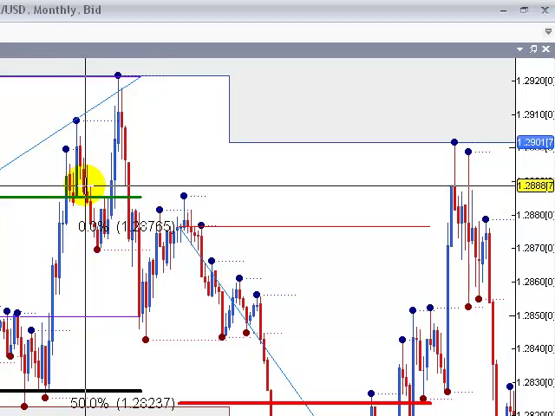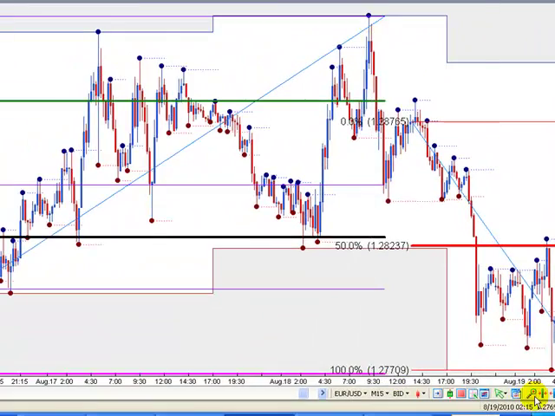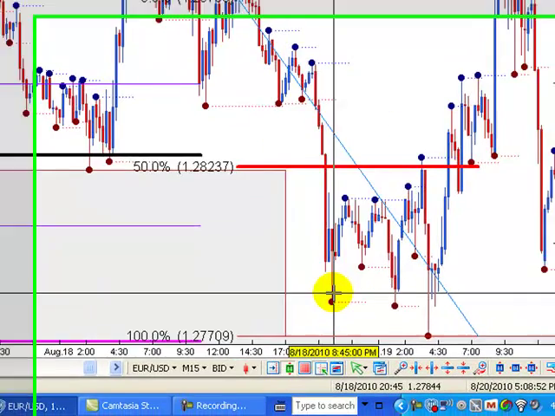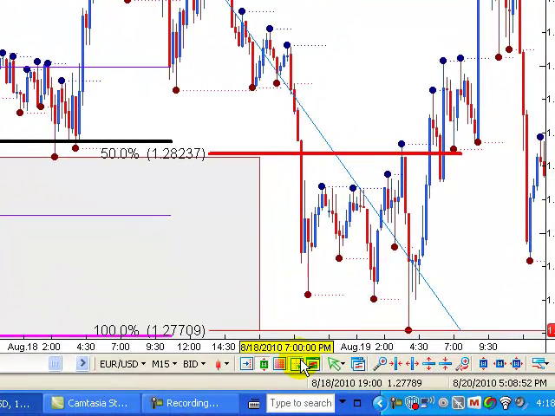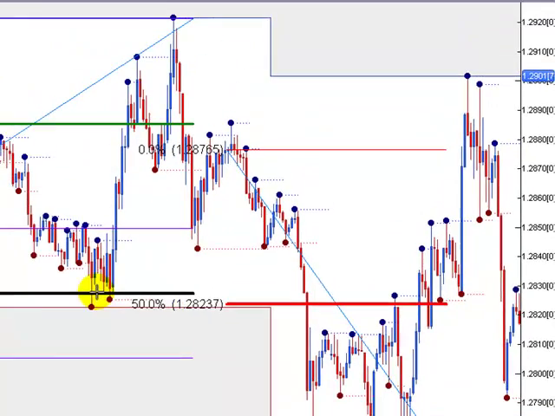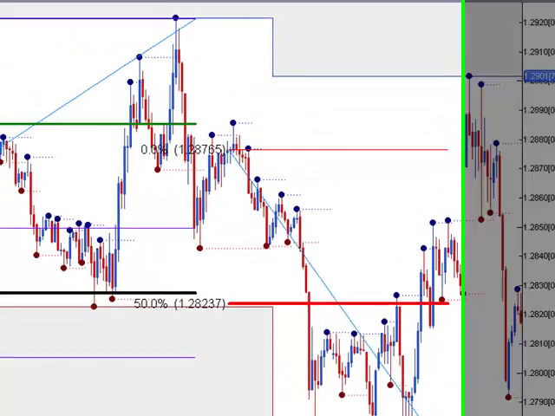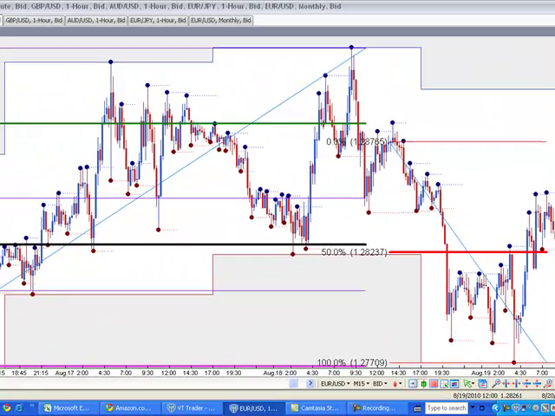Always important to keep your previous swing fib drawn so you can see where your resistance 80.9 and your support 19.1 levels are. So again, we're just buying support and selling resistance. So that was our trade setup for the 19th of August 2010.